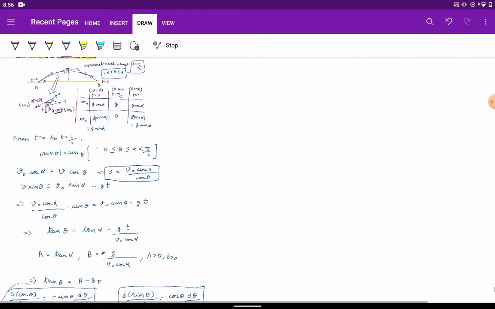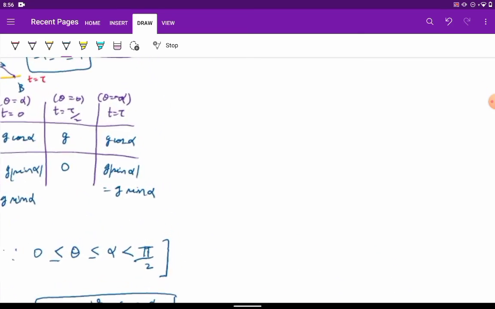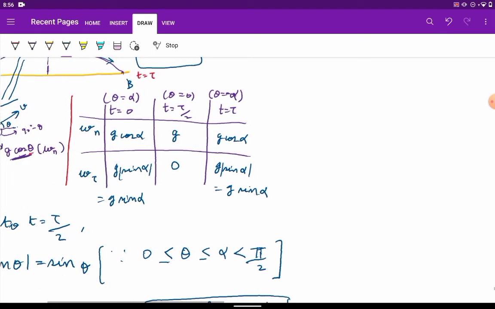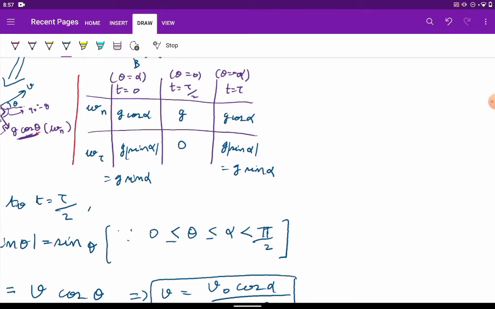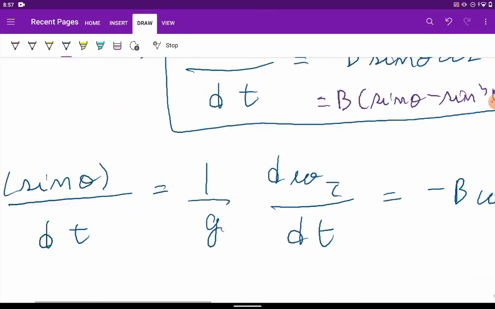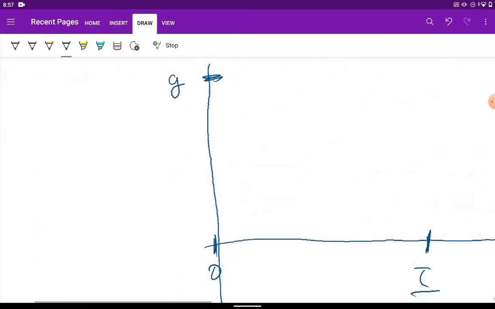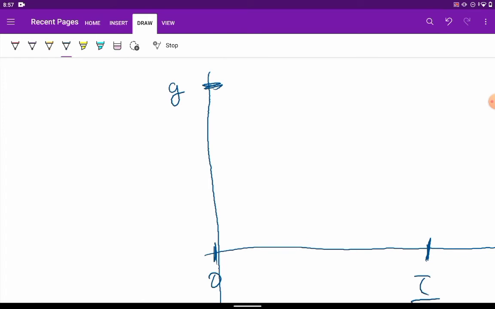So what is happening to wn? If we consider this table, for wn initially it is g cos alpha, then it grows to g, then it comes back to g cos alpha. We'll only plot this first till tau by 2, and we'll just reflect it with respect to tau by 2. So wn varies from g cos alpha to g. So g cos alpha, okay. Now you'll observe that there are two key values, g sin alpha and g cos alpha.